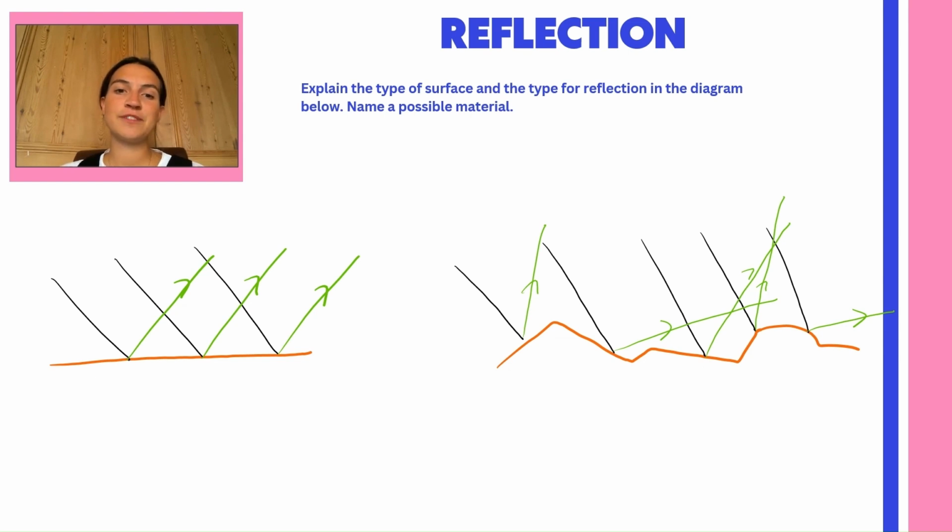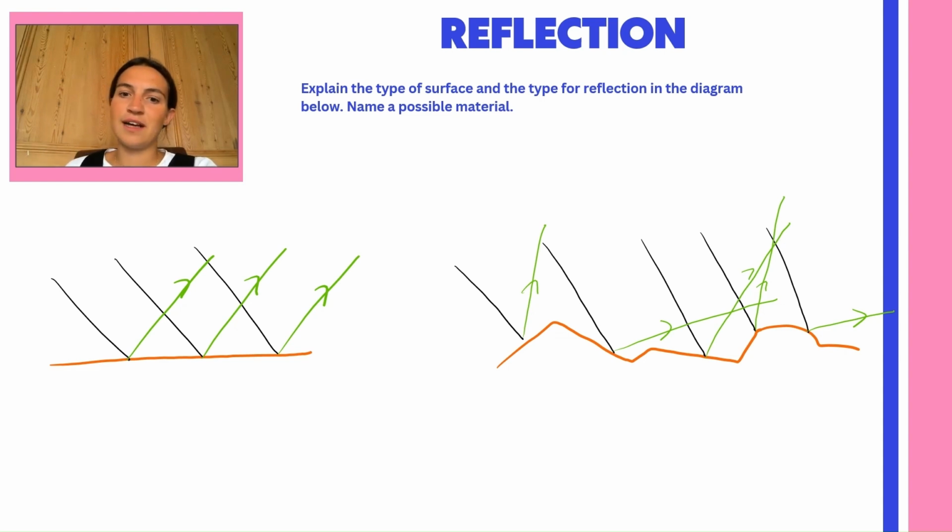Okay, explain the type of surface and the type of reflection in the diagram below. Name a possible material for each. Firstly, on my left-hand side, I've got my incident black light rays coming in all in the same direction, hitting that surface. It's a smooth surface because it's a straight line. And then I can see all of those reflected rays also leave my surface at the same angle. This is specular reflection here, and this happens with a smooth surface, so something like a mirror.